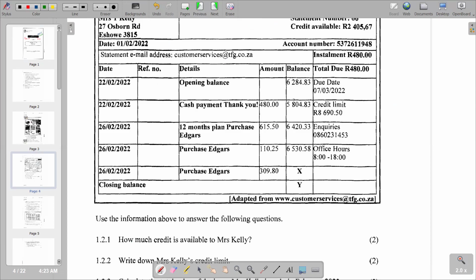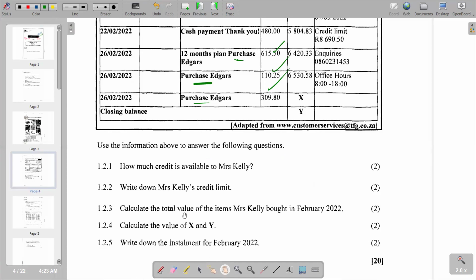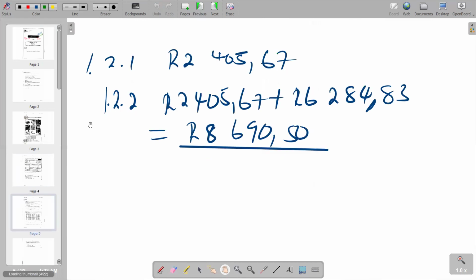We have got, this was a cash payment. It's not something that was bought, but we have got something that was bought, 650 rands 50 cents, which is a 12-month plan purchase. So something bought. Then we've got purchase Edgar's again, something bought, 110 rands 25 cents. And then again, purchase Edgar's, 309 rands 80 cents. So we are going to say 650 rands 50 cents plus 110 rands 25 cents plus 309 rands 80 cents. And then the total becomes the figure that we are looking for, the value of the items bought.